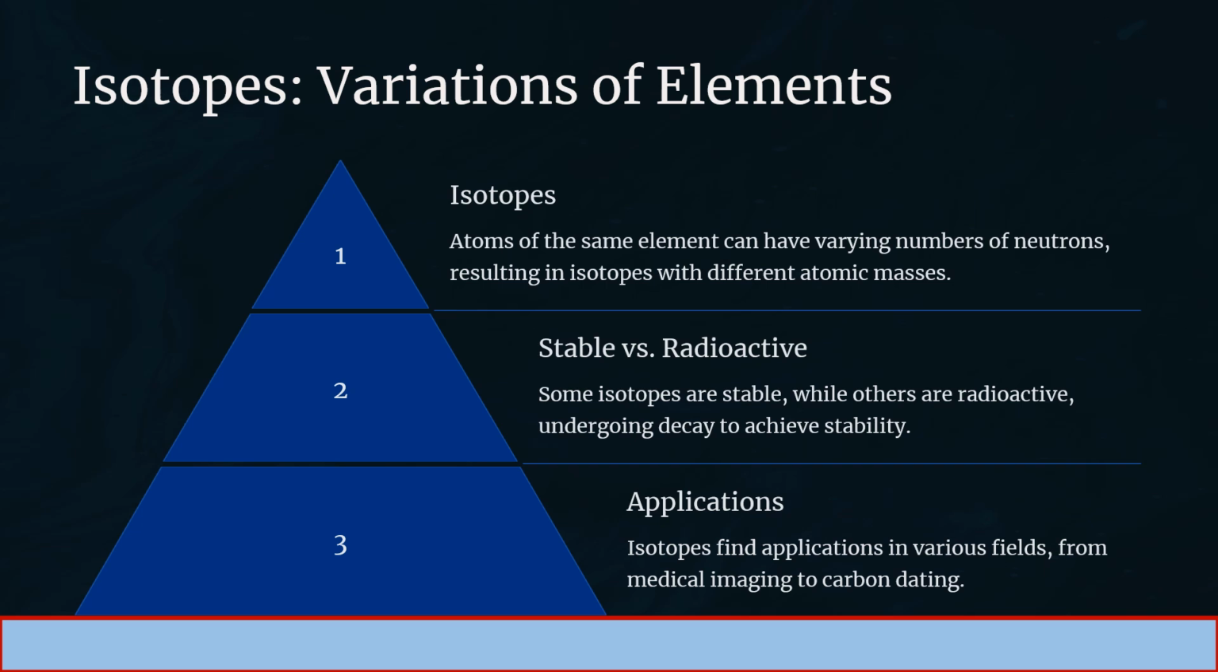Isotopes are variations of elements with different numbers of neutrons in their nuclei. While some isotopes are stable, others are radioactive and decay over time. These differences make isotopes incredibly useful.